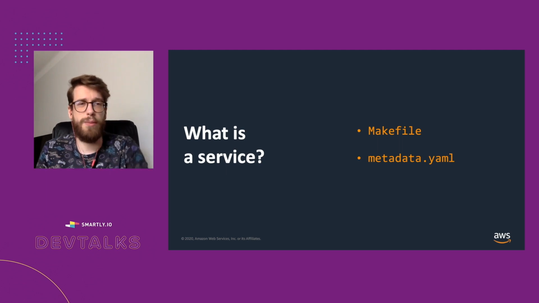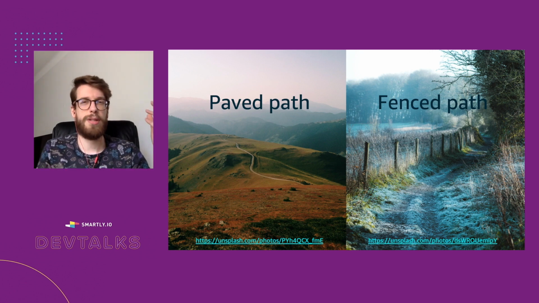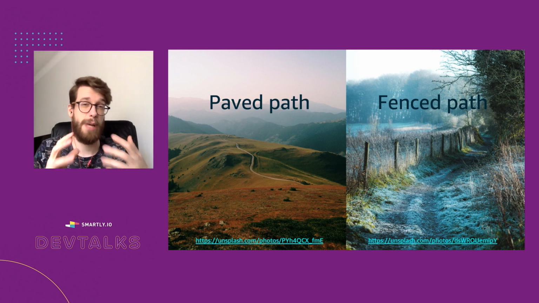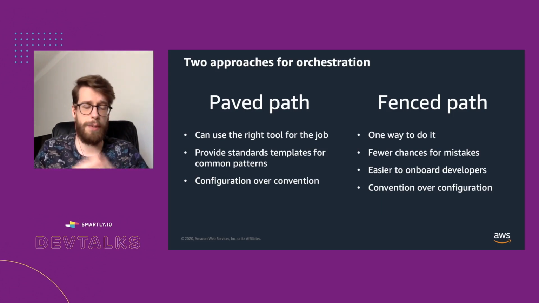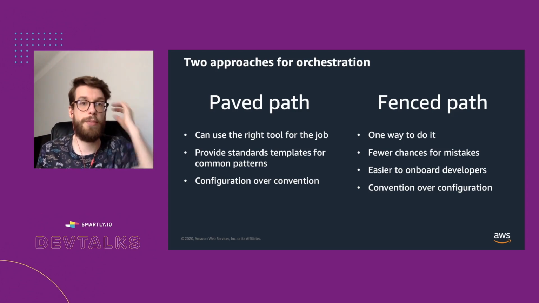And the reason why is, I've seen two kinds of approaches for orchestration. One that I call paved path, and the other one I call fenced path. So what's the difference between the two? In the paved path approach, you have some guidelines, some standards, some templates for common use cases that people can reuse. But ultimately, every microservice team is able to escape from that, is able to use something different.